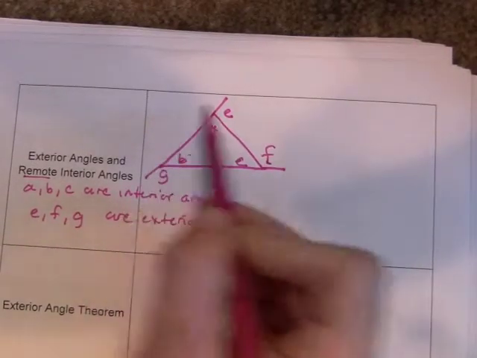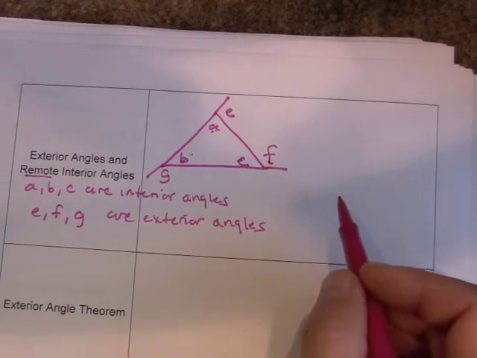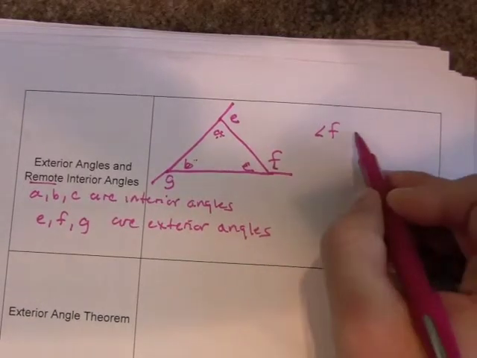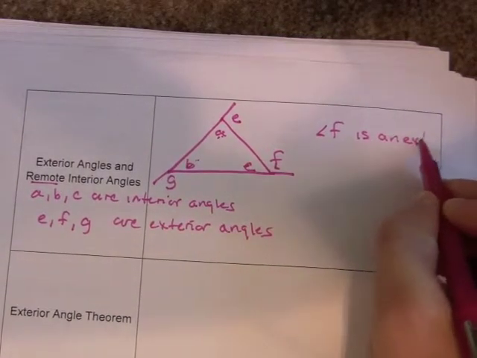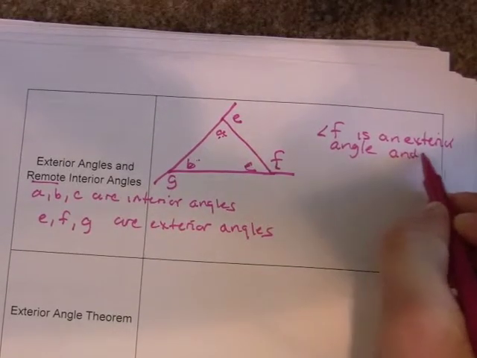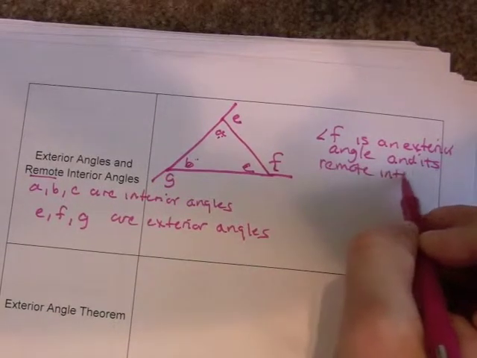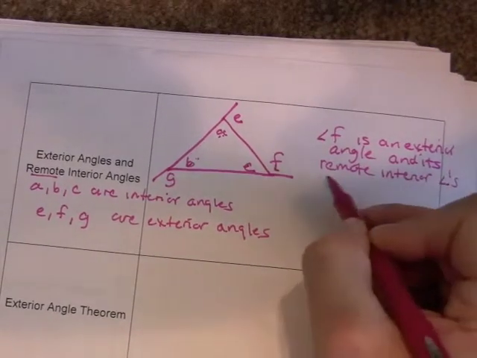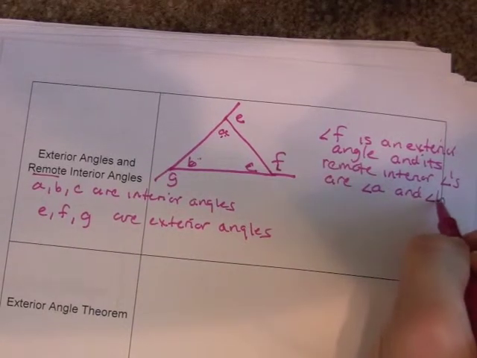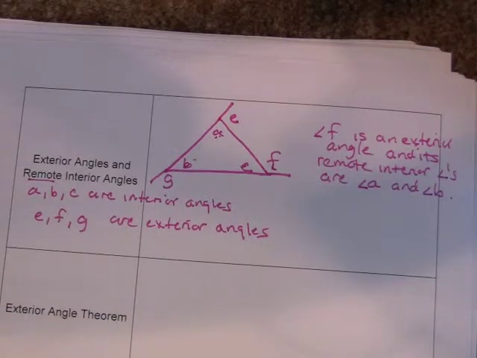So we can say that angle F is an exterior angle, and its remote interior angles are angle A and angle B. And every exterior angle has 2 remote interior angles.